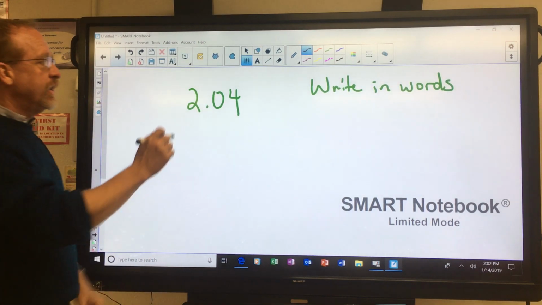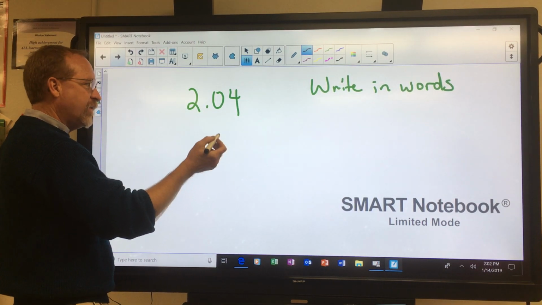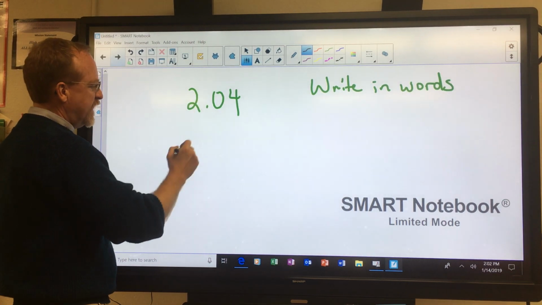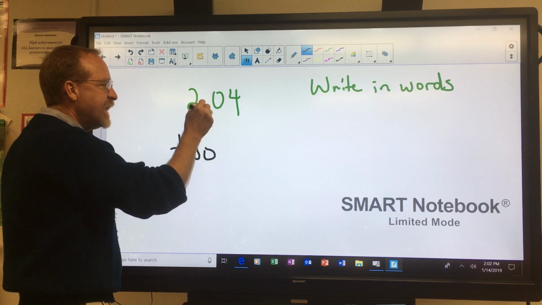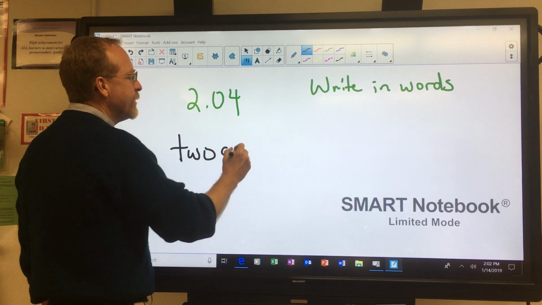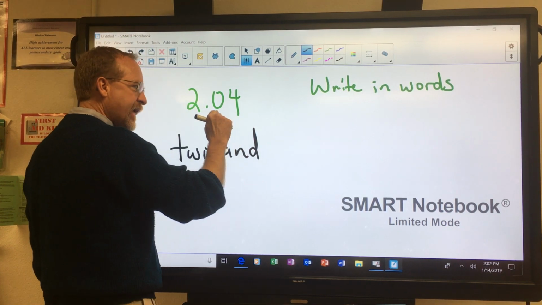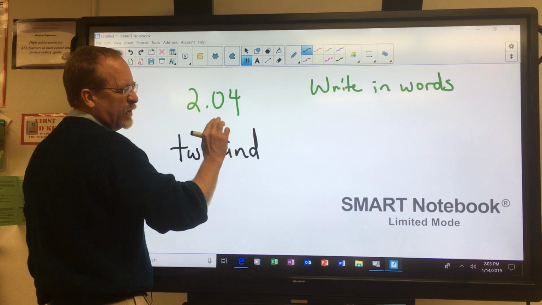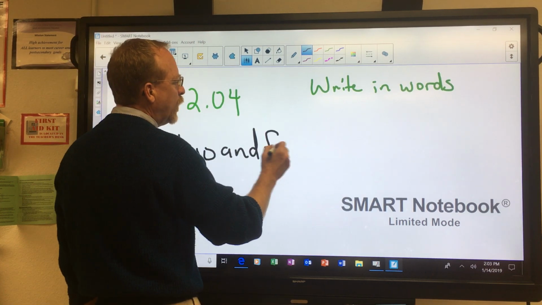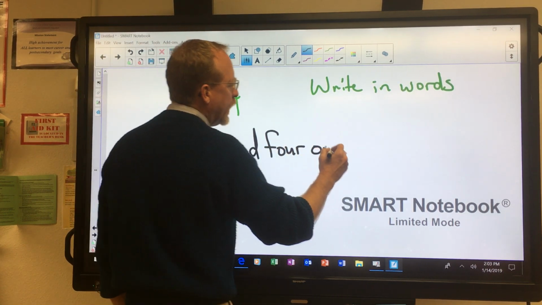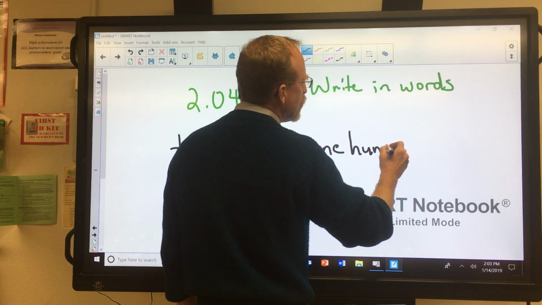And in reverse, they'll give you the number and you have to write out the words. Again, this side, so we'll go 2. The decimal is your "and." I have no tenths, so we don't write it. So you don't have to put like no tenths. And 4 hundredths.